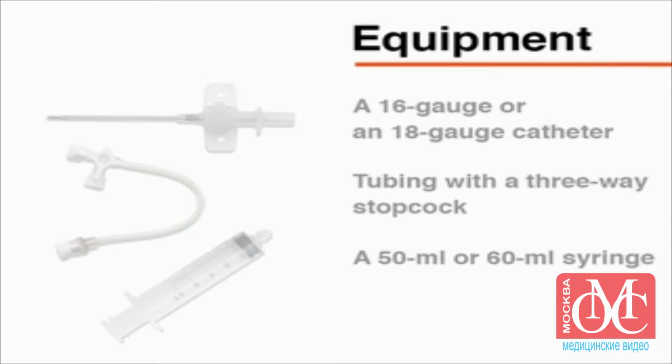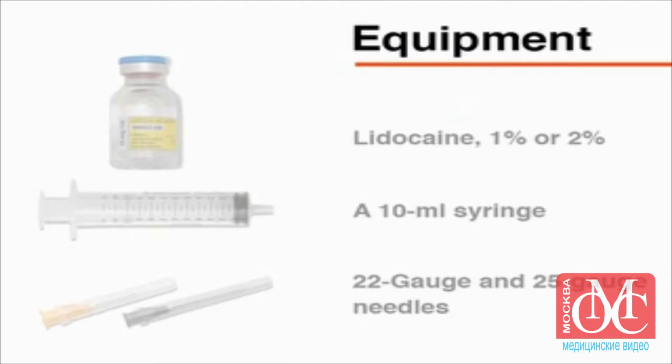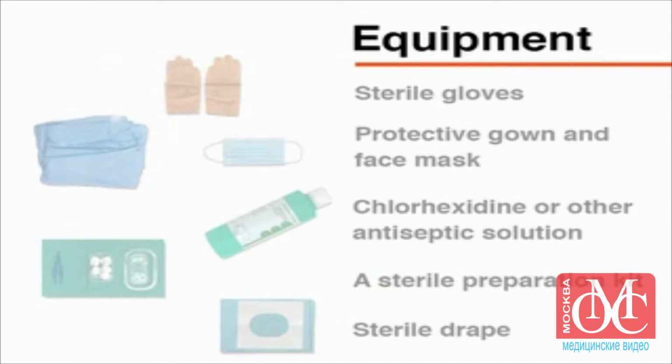Begin by gathering the necessary equipment. The equipment needed for aspiration includes a 16-gauge or 18-gauge over-the-needle catheter, tubing with a 3-way stopcock, and a 50 milliliter or 60 milliliter syringe. To administer local anesthesia, you will need 1% or 2% lidocaine, a 10 milliliter syringe, and 22-gauge and 25-gauge needles. You will also need sterile gloves, a protective or sterile gown, a face mask, chlorhexidine or another antiseptic solution, a sterile preparation kit, and a sterile drape.